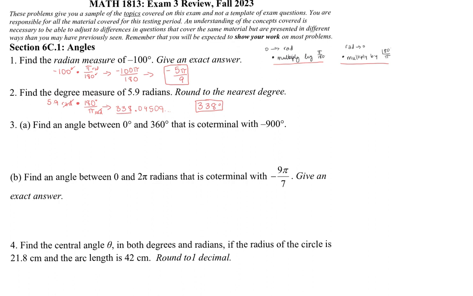Alrighty, so number 3 says find an angle between 0 degrees and 360 degrees that is coterminal with negative 900. So if we remember what coterminal means, it means that the angles end in the same spot.